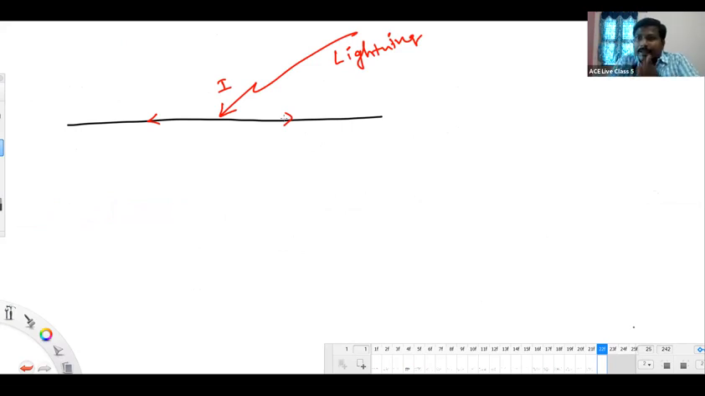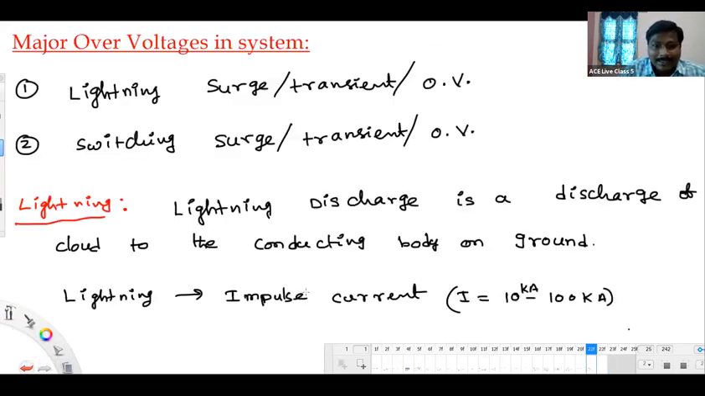And whenever some current is flowing in the conductor, because of that current, magnetic flux is created. Look, magnetic flux is created, linking with the conductor. Definitely, it will cause an induced voltage on the conductor. Yes or no? That voltage is a very, very large number that we are going to name as lightning overvoltage. So this impulse current, whatever is injected onto the conductor, will create an overvoltage, which is going to be called lightning overvoltage.